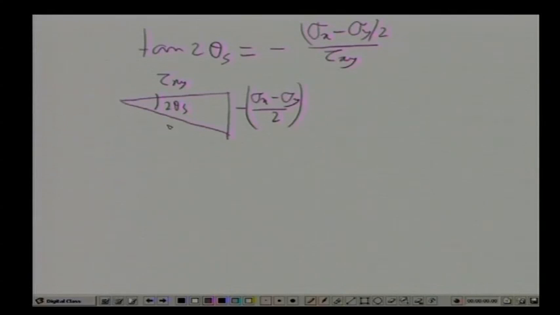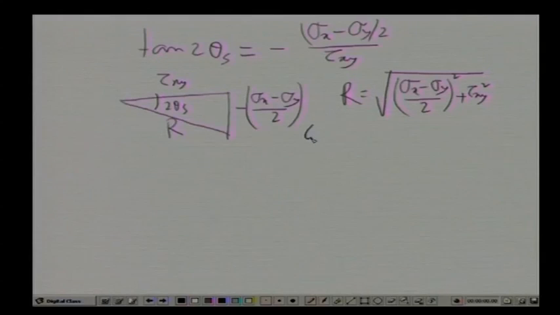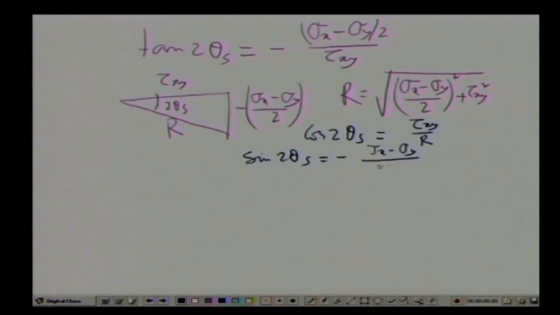Hence, the value of r again equals root of sigma x minus sigma y by 2 square plus tau x y square. So, likewise, cos 2 theta s is equal to tau x y by r, and sin 2 theta s is equal to minus sigma x minus sigma y by 2 r.